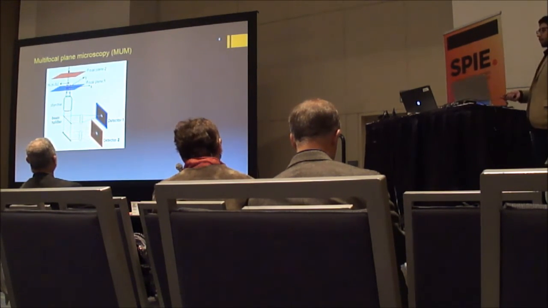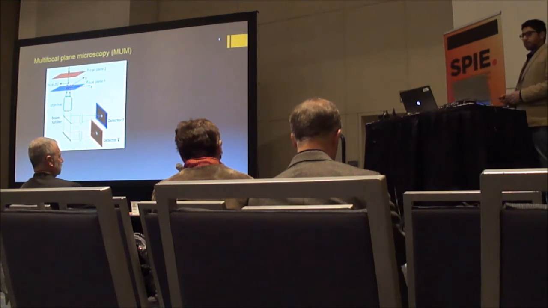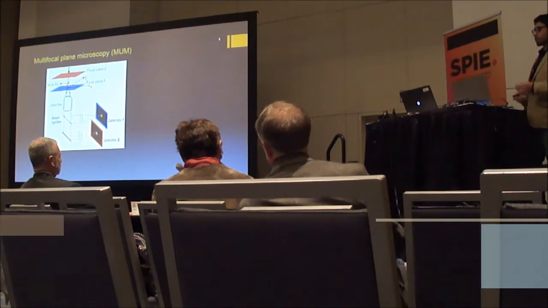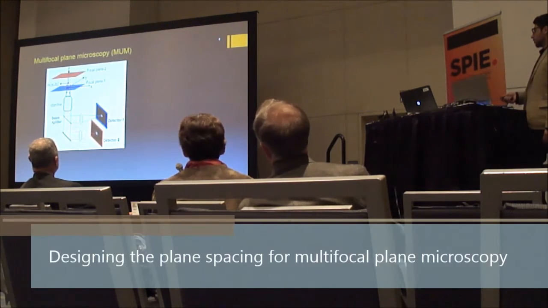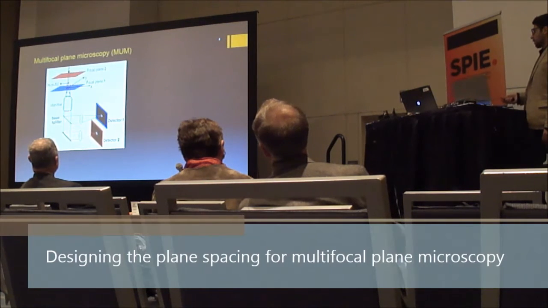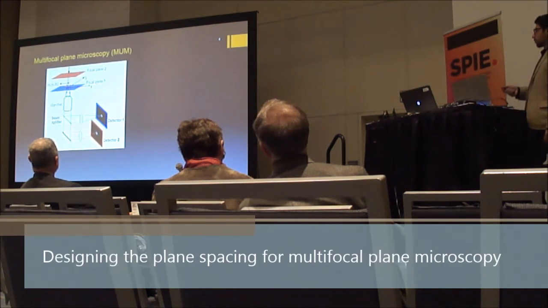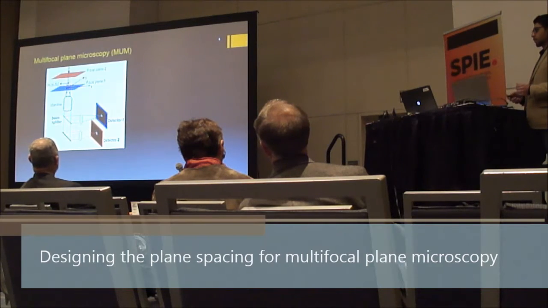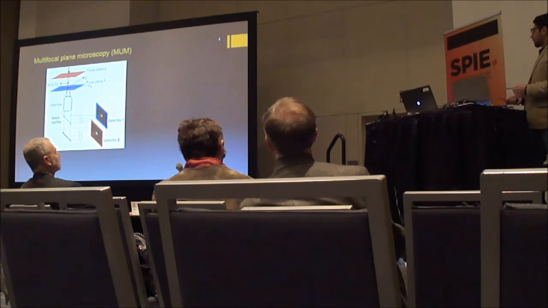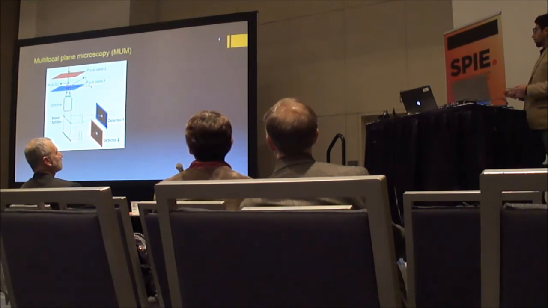This was developed back in 2004 in our lab, and the way it works is very simple. We made a few modifications to a normal conventional microscopy setup. We have a beam splitter in here, and we have another detector which is slightly shifted with respect to the design focal plane of the microscope. And we end up with a shifted focal plane in the object space. This is a two-plane MUM setup.